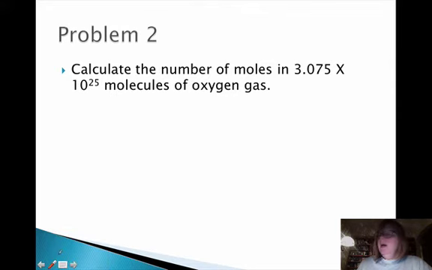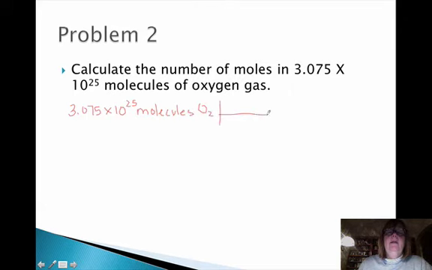So here we go. Again, start with what's given, and it's 3.075 times 10 to the 25th. Don't forget your unit, and that's molecules of oxygen. Again, oxygen is our diatomic, O2. And we're going to put molecules down here, so we're going to put molecules of O2. And what do we want? We want moles. It asks for calculate the number of moles. And 1 mole is Avogadro's number of molecules. So Avogadro's number goes with molecules. The 1 goes with a mole.